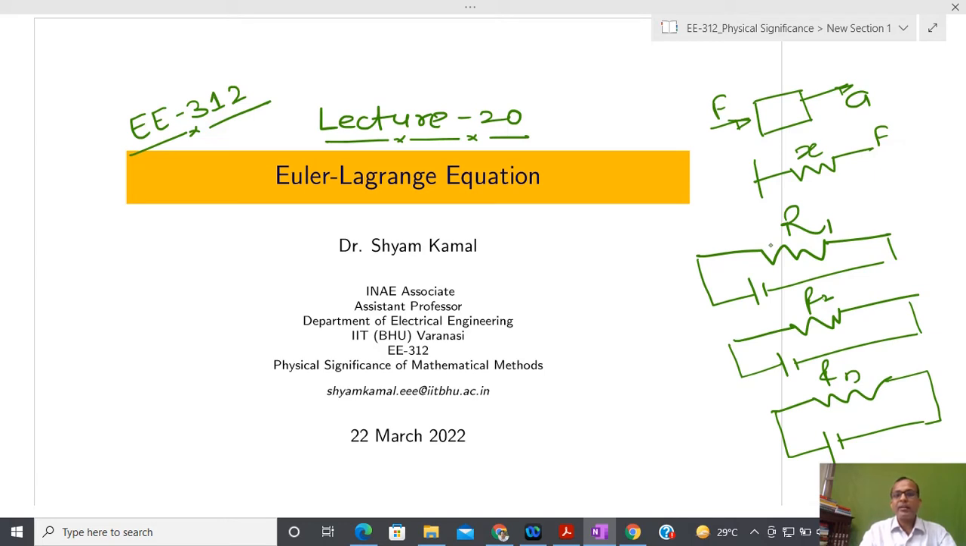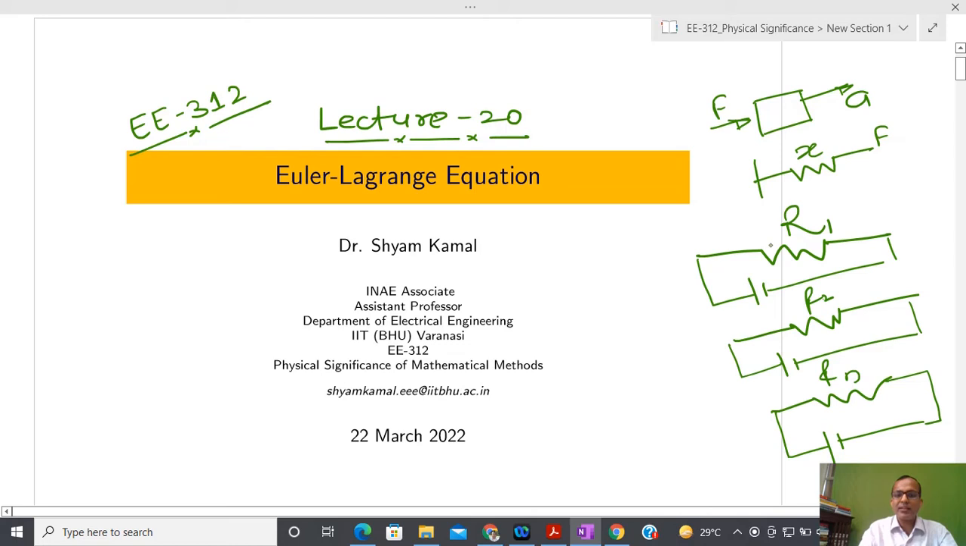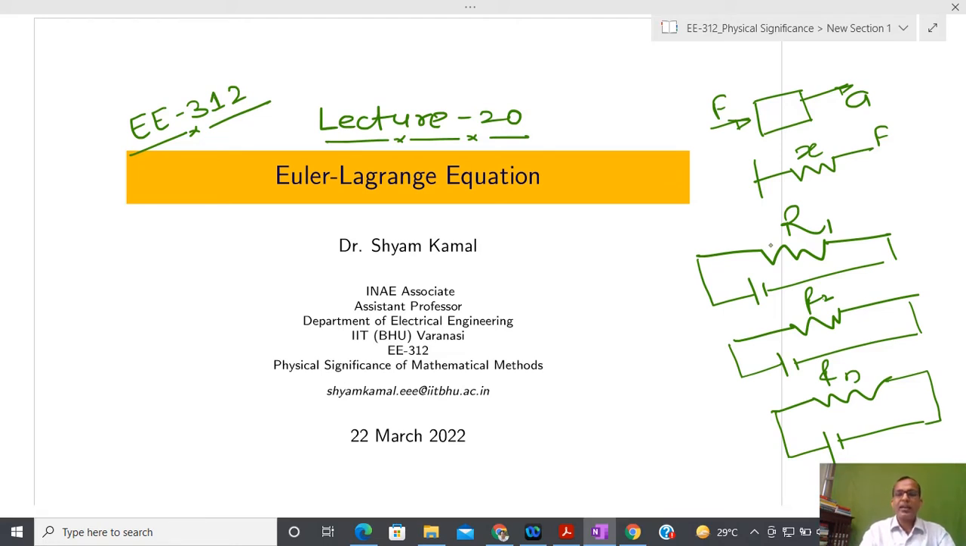But with the Euler Lagrange way, I will introduce a new notion that is called variational calculus. Using variational calculus, it is possible to show that if you know the kinetic energy or potential energy of a system, suppose you have a mechanical system, then based on that I can directly formulate the differential equation. And that is also independent of the coordinate system. That is another beauty of it.